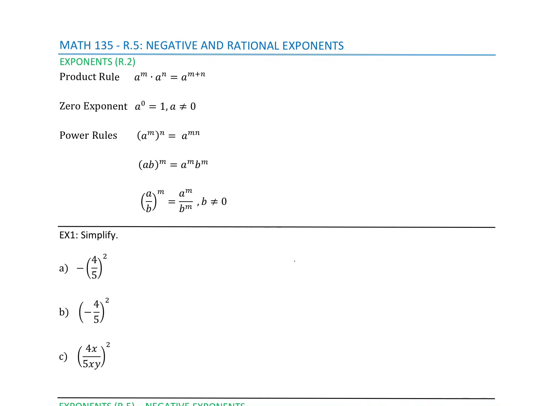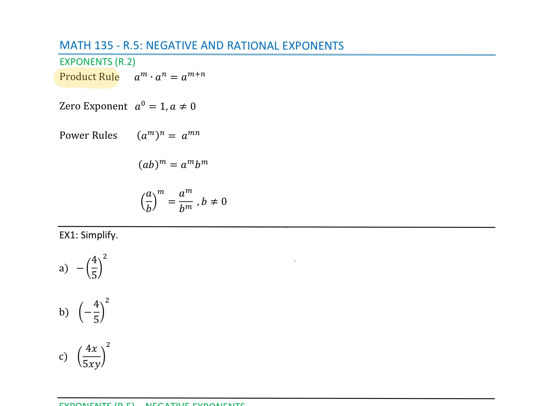All right, welcome to Math 135, R.5, negative and rational exponents. So hopefully we've already seen this before, but if not, here's some review. Or at least it's a review if you've seen it before, and if not, here we go. All right, so exponents. There are a few different rules.